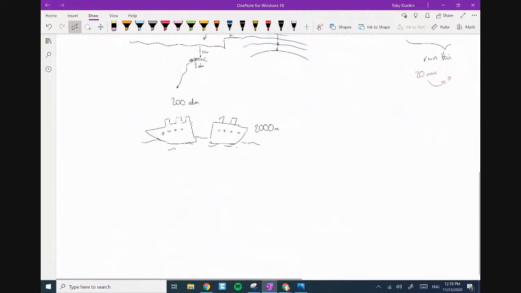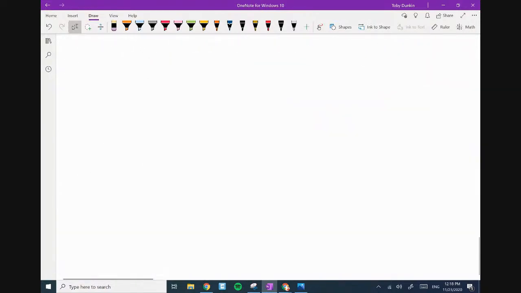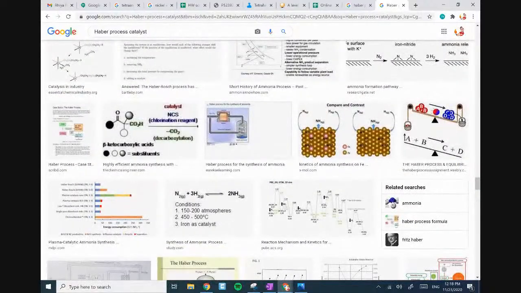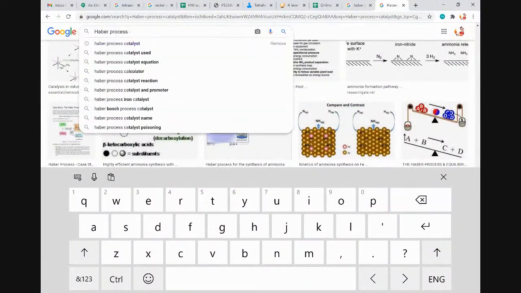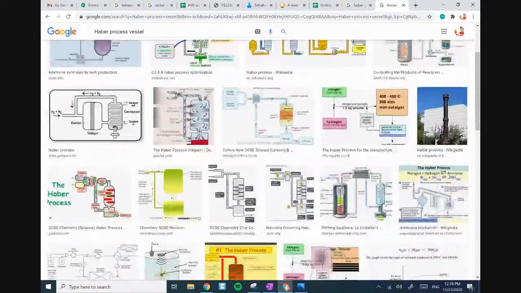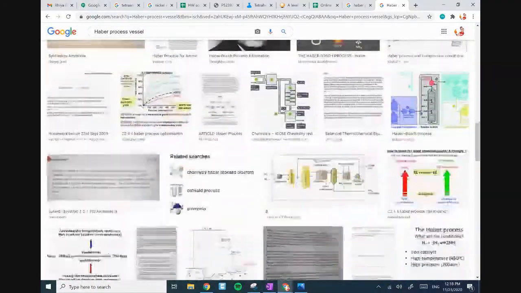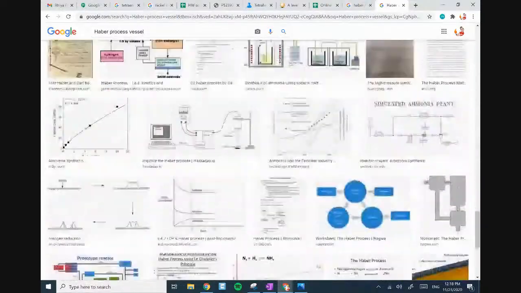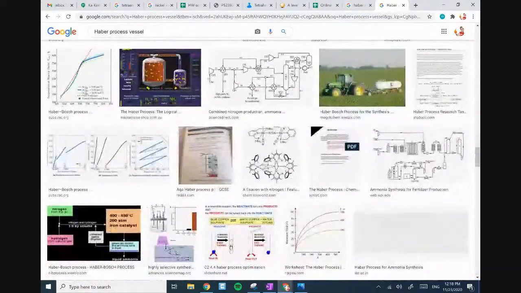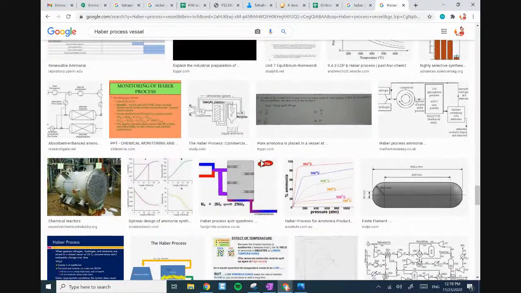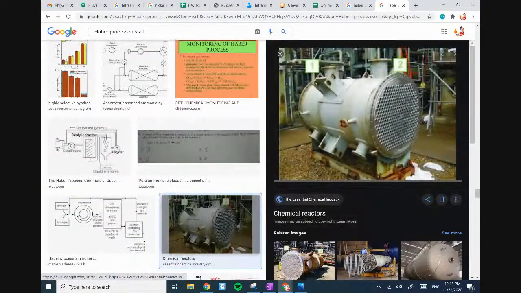So what they do in the Haber process is they build, do you want to see a vessel? Cool, man. Haber process vessel. Where are the vessels? Give me a real picture of a vessel. I want a new one. Oh, chemical reactors. Yeah, it's probably something like that.